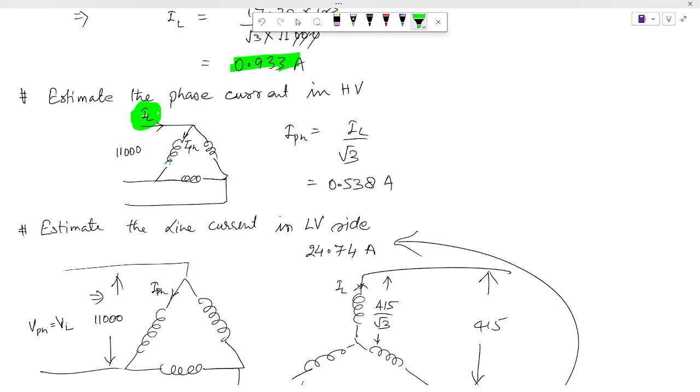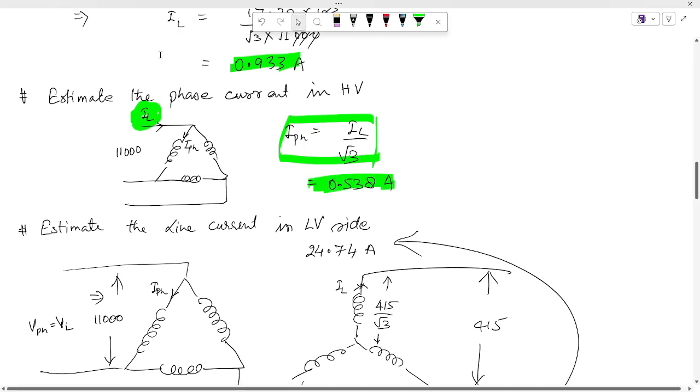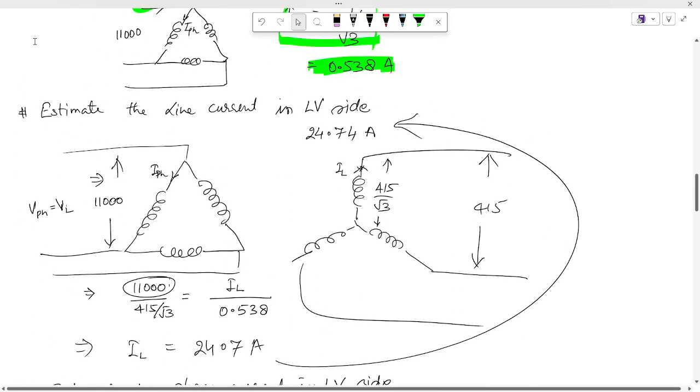In a delta winding, we know that phase current is related to the line current by the formula: phase current equals line current divided by root 3. So we simply divide by root 3 to get the phase current. Now they are asking to estimate the line current on the low voltage side.